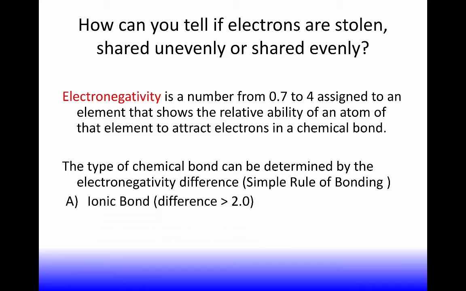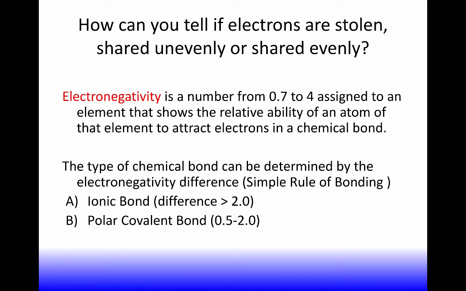So for an ionic bond, the difference between the two values of the atoms will be greater than 2. So if you look at sodium and you look at chlorine in salt, you will see that the electronegativity value of chlorine is something like 3.2, something like that. And the electronegativity value for sodium is down around 0.9. So the difference is greater than 2. You predict when those two atoms come together, they'll form an ionic bond.